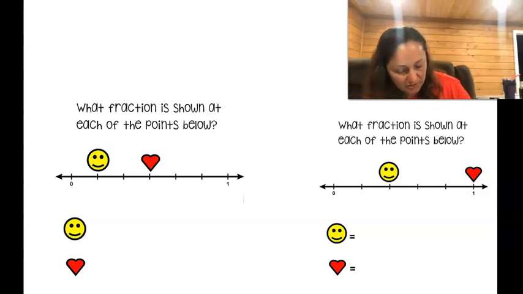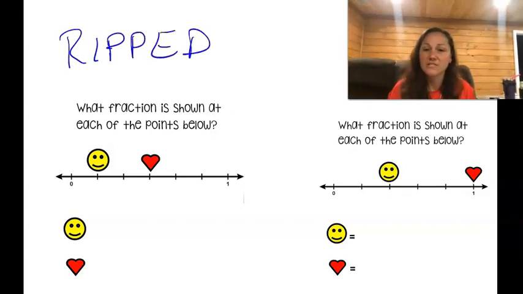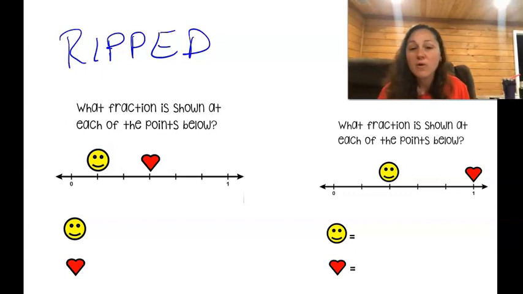So we are going to RIPPED. First thing first, R, read the problem. What fraction is shown at each of the points below? Both of those have the same directions, so I read both of them. Then I identify the important information. You're like, whoa, wait a sec, Mrs. Jones, we don't have a lot of important information, but we do.